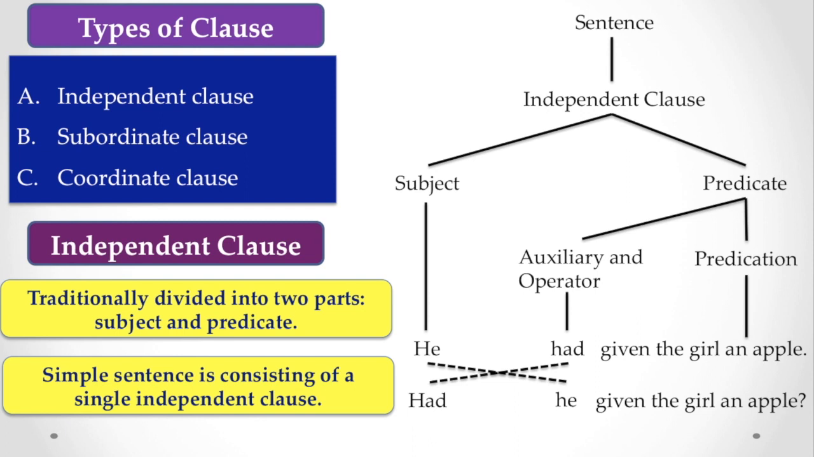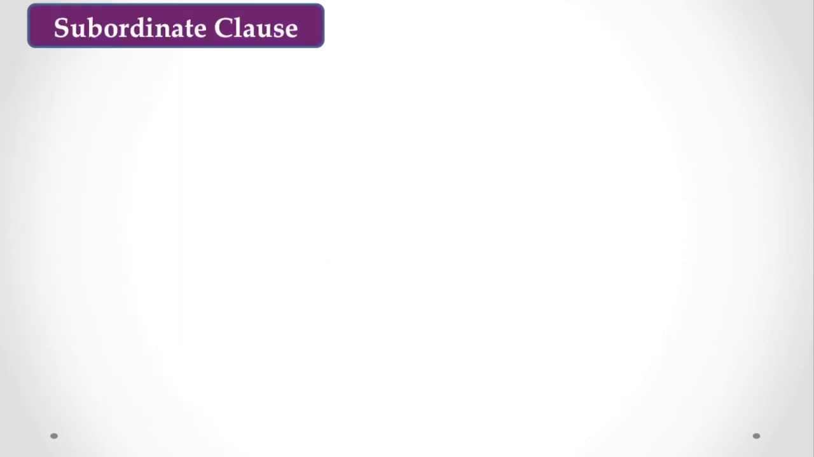And when we wish to turn this sentence into an interrogative one, we just change the position of the auxiliary and subject, that is, "had he given the girl an apple?" This is an example of the independent clause.